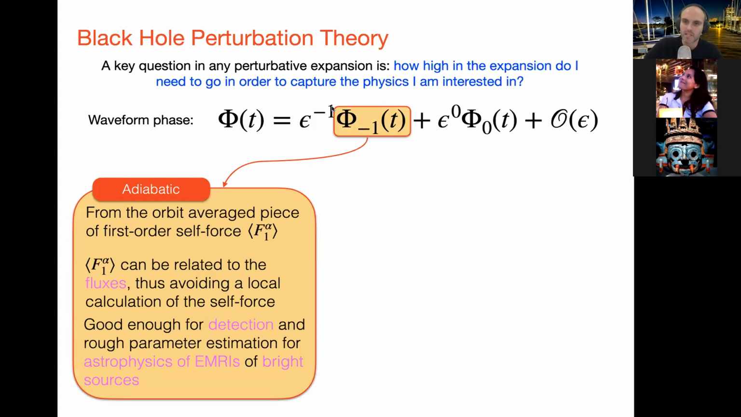So this leading piece, this piece that scales as epsilon to the -1, is known as the adiabatic piece of the waveform phase. And mercifully, this is easily calculated, or more easily calculated, from the fluxes of the gravitational waves, which you can compute. Again, if you've ever done a Teukolsky or Regge-Wheeler calculation, you can compute them from the asymptotic boundaries of the perturbation.